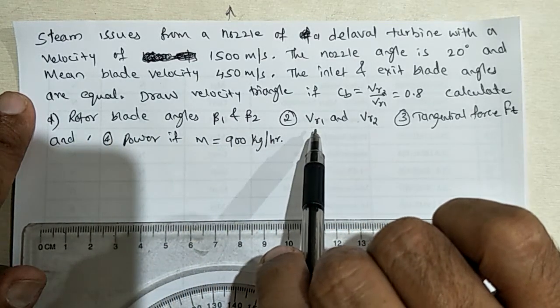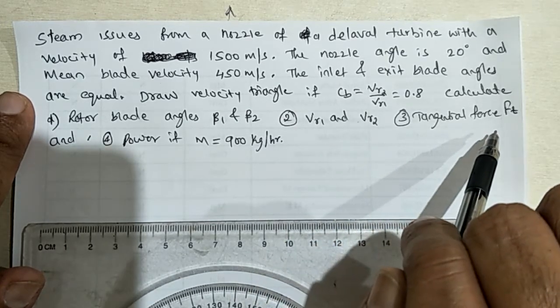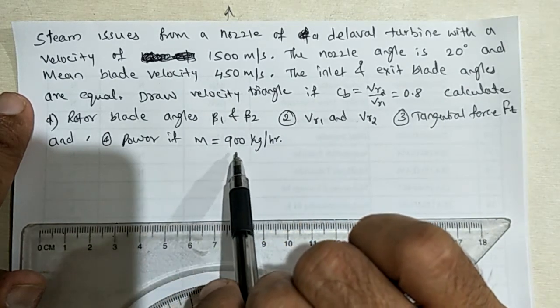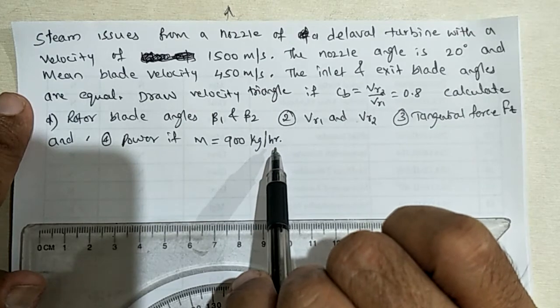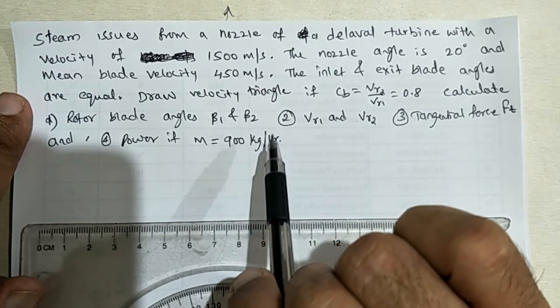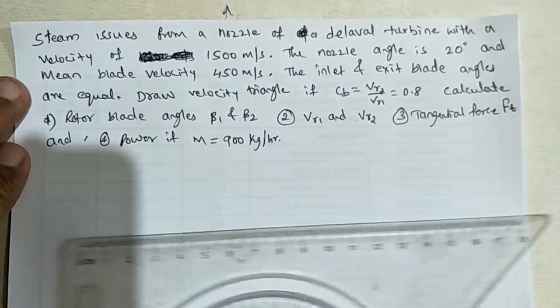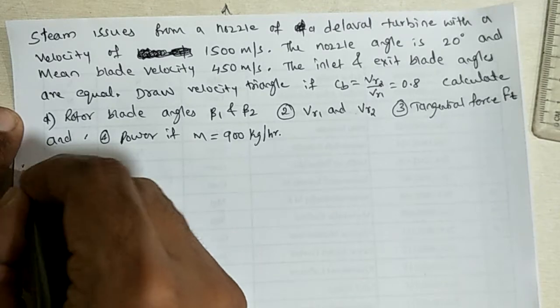Along with that VR1 and VR2, and third one is tangential force Ft, and fourth one is power if mass flow rate is 900 kg per hour. So this is the problem statement. So we'll extract the given data related to this. Okay, so we'll solve this problem.